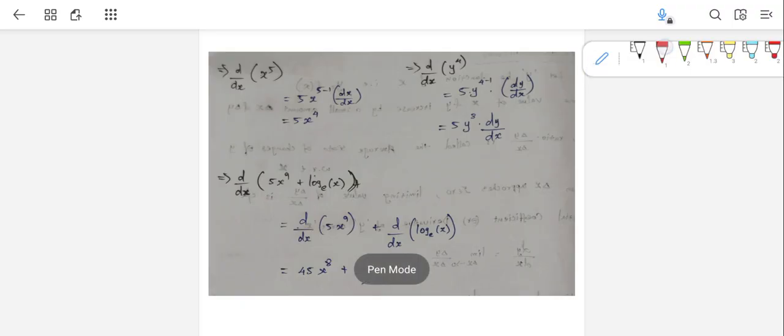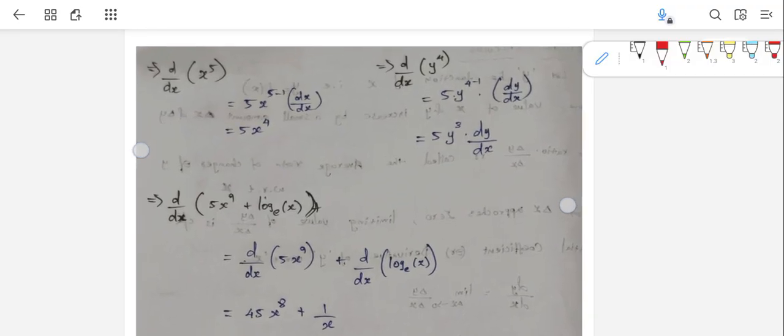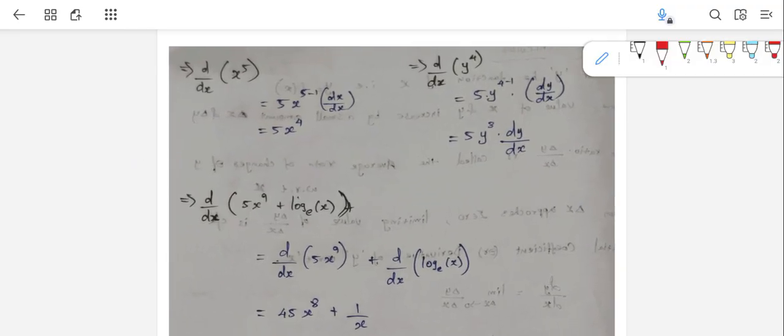See here. Just now we have seen, how to differentiate x power n. So here it is x power 5. In place of n, 5 is there. So the formula is nothing but n into x power n minus 1 and dx by dx, right? n is 5, so 5 x power 5 minus 1 into dx by dx. So this dx and dx will get cancelled. 5 minus 1 in power is 4. So the answer is just 5x power 4.